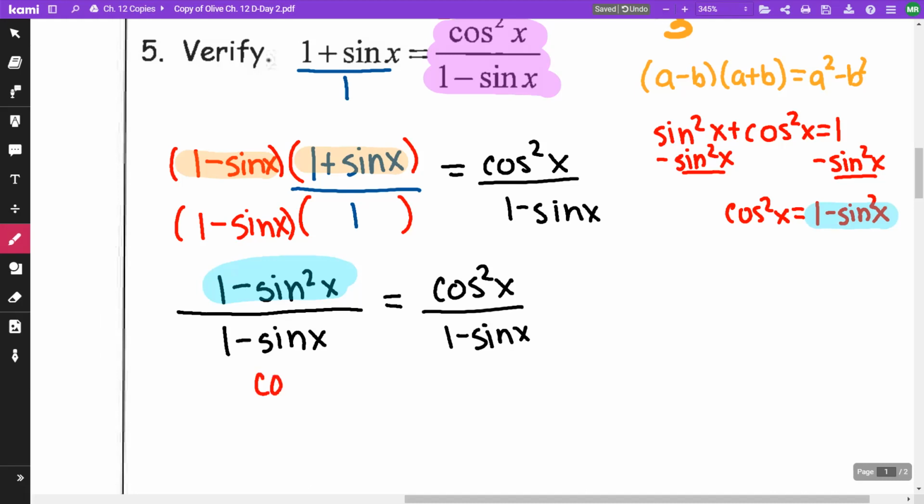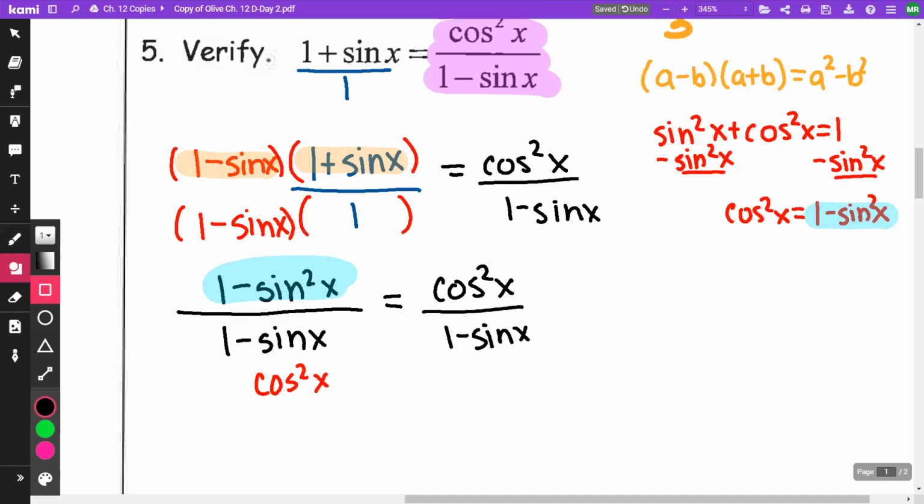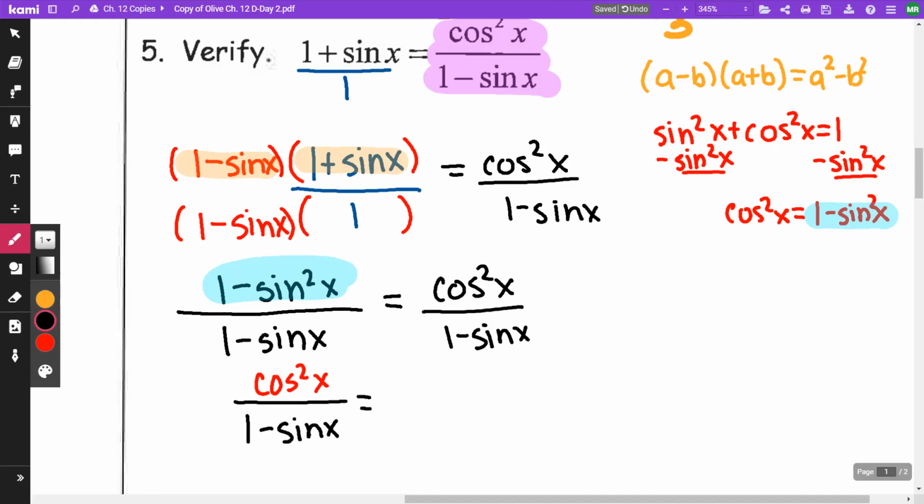So this is going to be cosine squared x over 1 minus sine x. And you see, I have verified it. I got that on both sides.